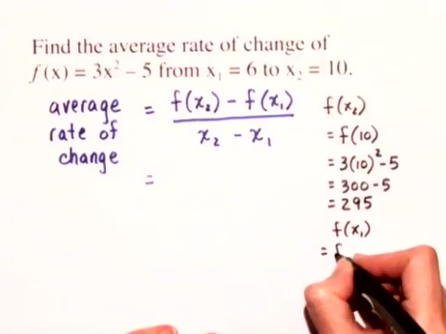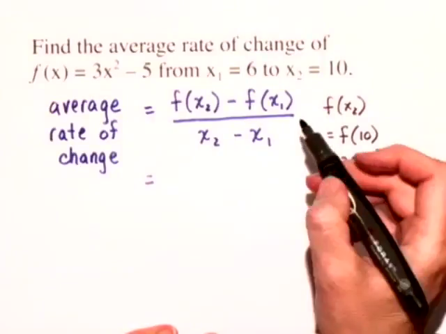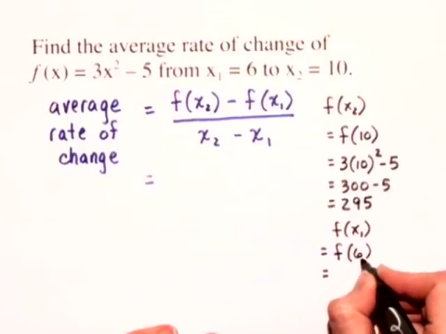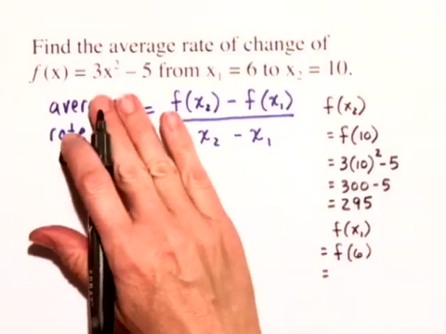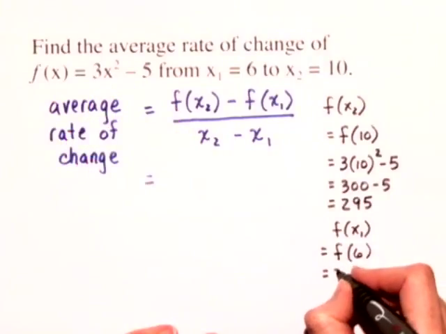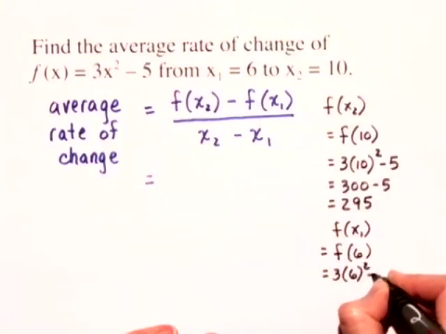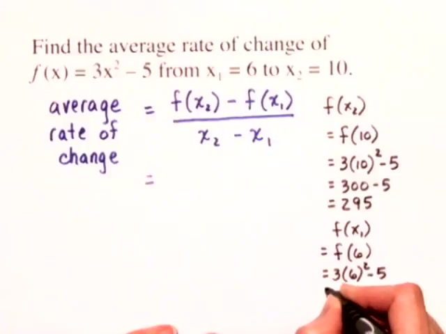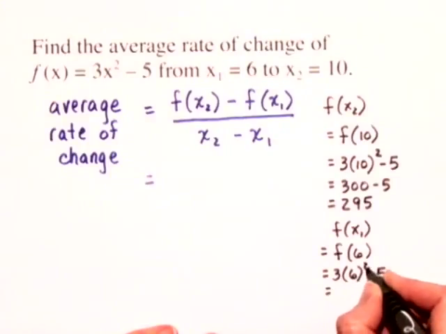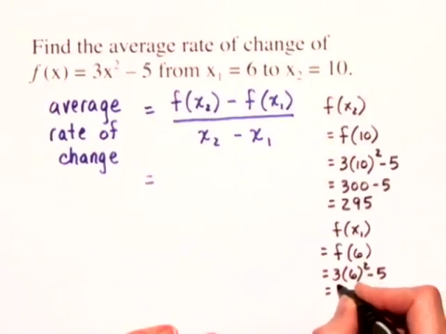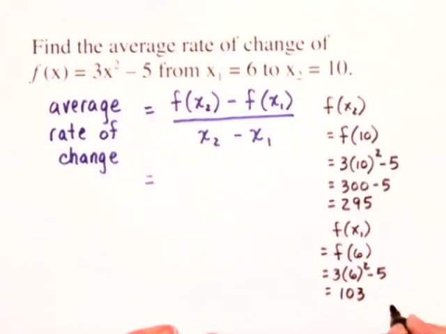Well, that's going to be f of whatever x sub 1 is. X sub 1 is 6. So we substitute 6 everywhere we see an x up here in f of x. So it's 3 times 6 squared minus 5. So that's 6 squared is 36. 36 times 3 gives me 108. Minus 5 gives me 103.